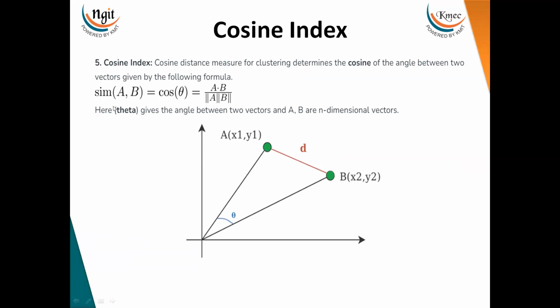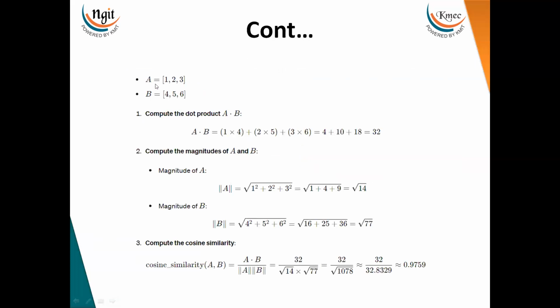And the formula for finding the cosine index is nothing but similarity. I want to find it between a and b, which is represented by cos theta equal to the dot product of a and b divided by the magnitude of a times the magnitude of b. Okay, so we'll use this formula and we'll get the final outcome. Suppose I'm taking the value of A as 1, 2, 3, and the value of B as 4, 5, 6.